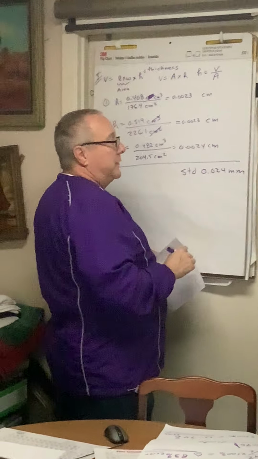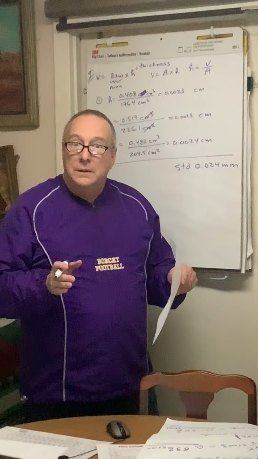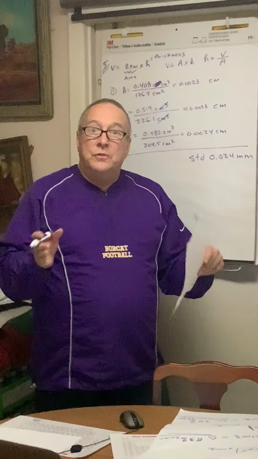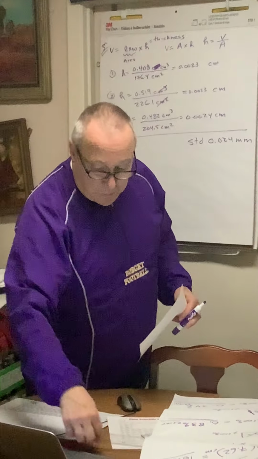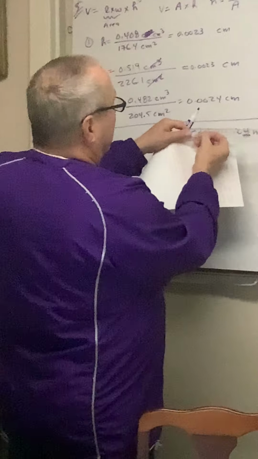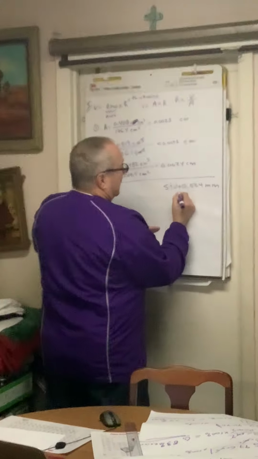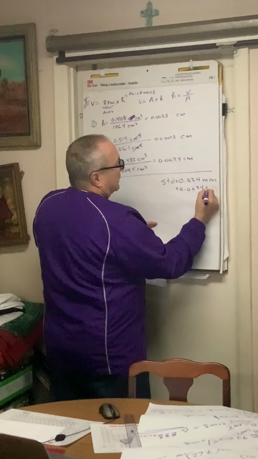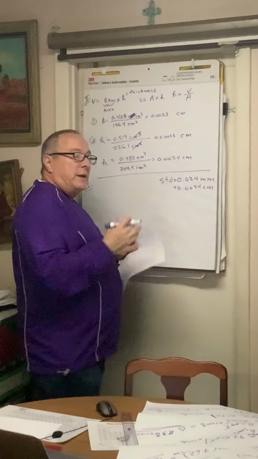So the standard is 0.024 millimeters. We reported our value in centimeters. There's 100 centimeters in a meter and 1,000 millimeters in a meter. So there's 10 millimeters in a centimeter. Those are the little lines on the ruler between each centimeter. There's 10 of those lines, 10 millimeters in a centimeter. So our standard is also equal to 0.0024 centimeters. Pretty close.